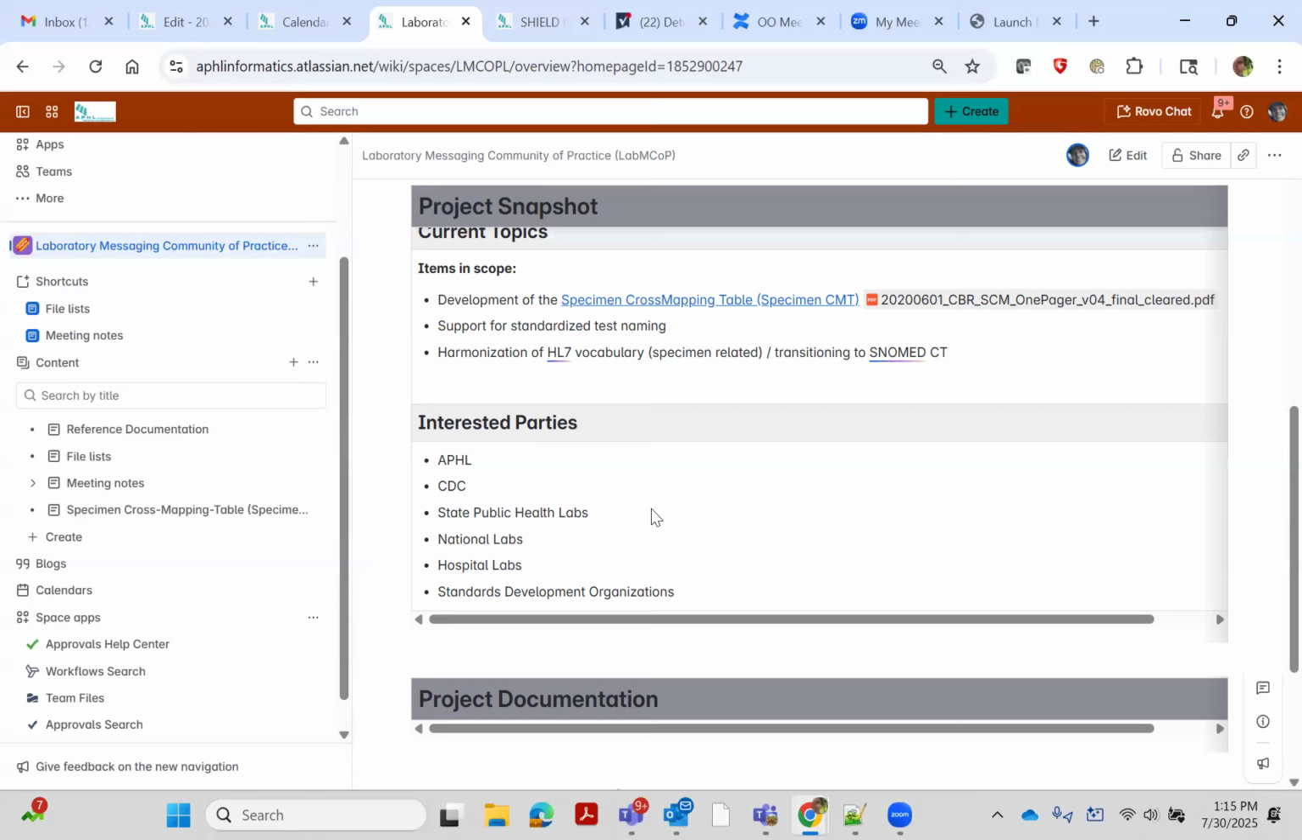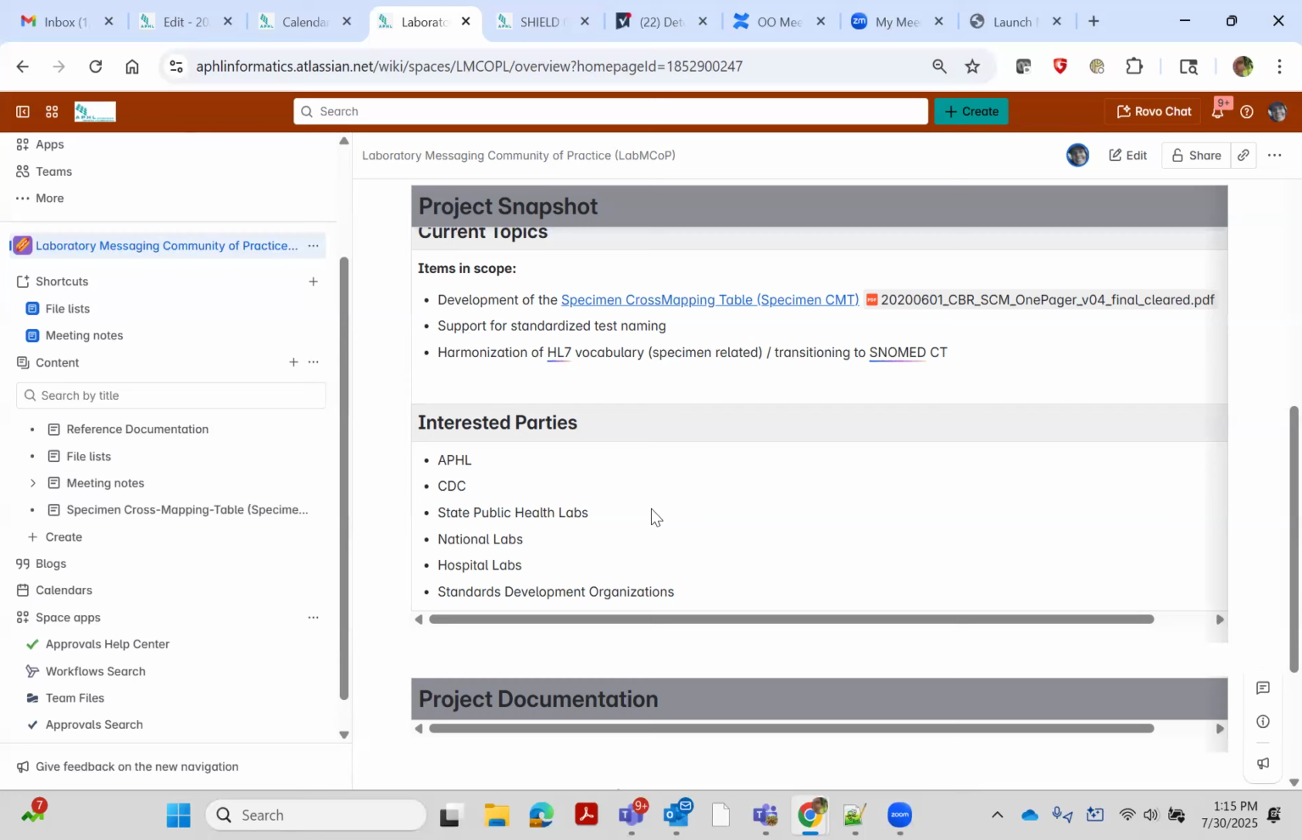And we've organized them into domains, whether it's anatomic pathology or micro or a blood bank. And for each of those domains, we've then identified whether that particular specimen type is a preferred specimen or a discouraged specimen or even a do not use specimen.